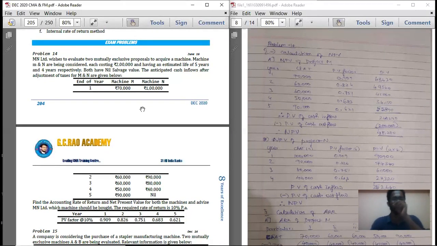Okay, moving on to problem number 14. First we'll read the question and understand what they have asked us, then we'll move on to the answer. Problem number 14.